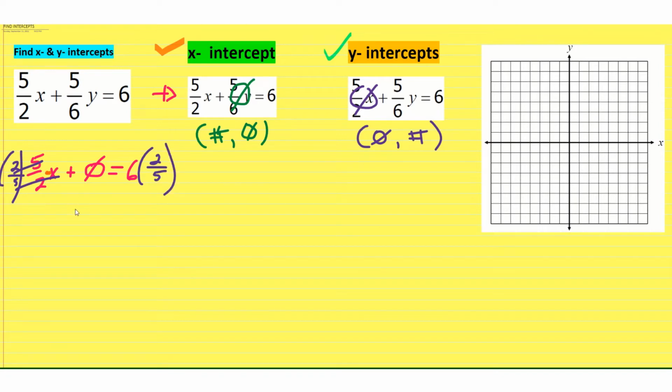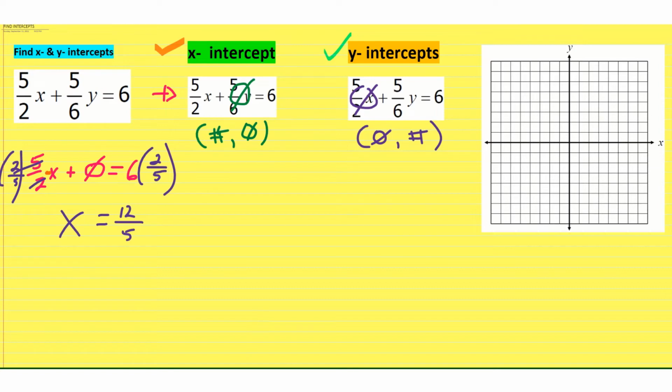So that means that my x is actually still there. I actually drew that line through the x, but that's not accurate. I need to just cancel out the 2. 2/5 and 5 halves cancels out. So I'm left with that x, and then that x is going to be equal to 6 times 2, which is 12/5. Okay, so that is going to be my x-intercept.